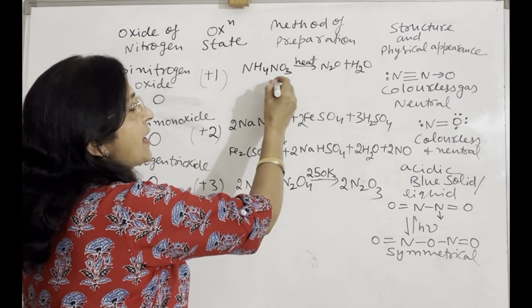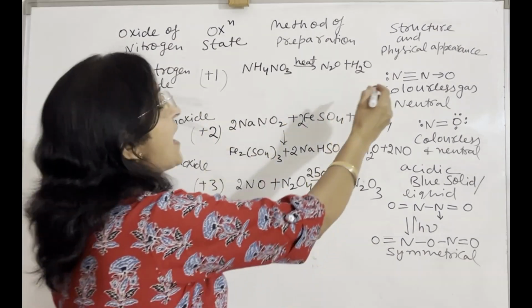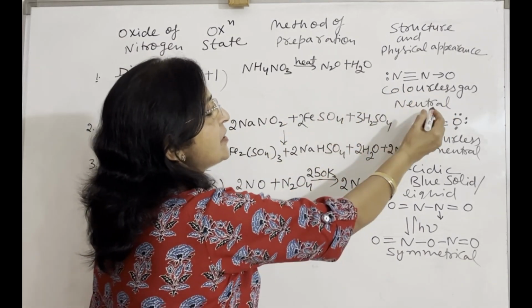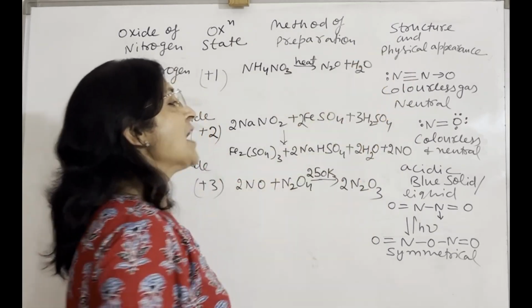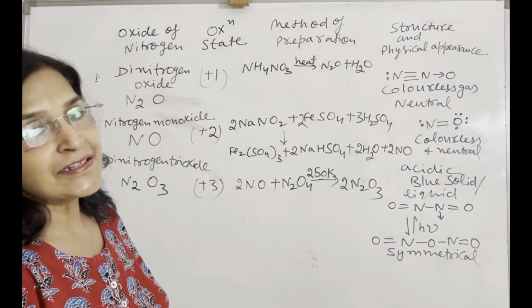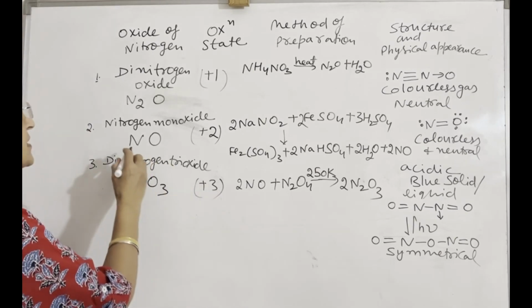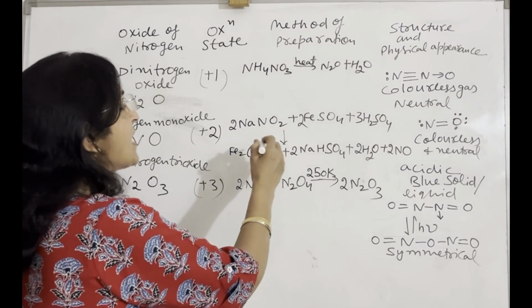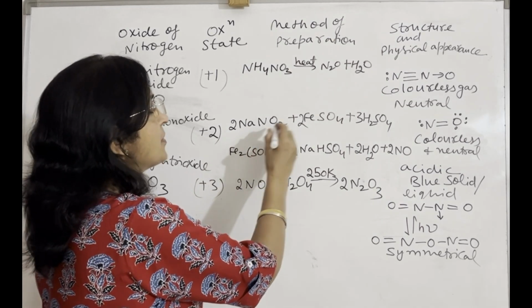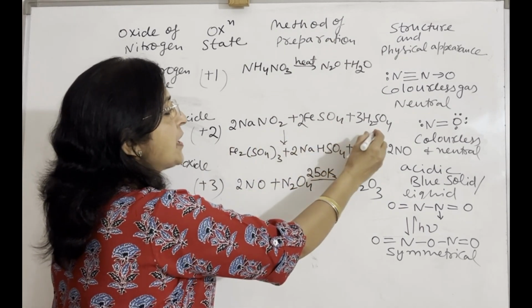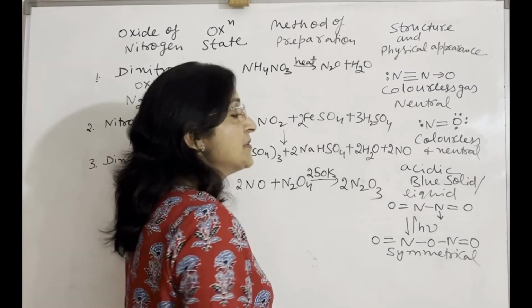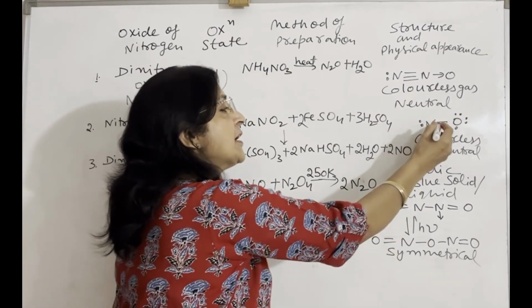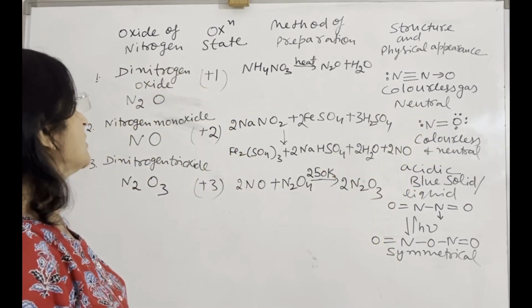This is prepared by heating ammonium nitrate, and dinitrogen oxide is a colorless gas and neutral, and this is the structure of dinitrogen oxide. This is also called laughing gas. Second oxide, nitrogen monoxide, oxidation state +2. This can be prepared by the reaction of sodium nitrite with ferrous sulfate in the presence of sulfuric acid. This is a colorless gas and neutral in behavior, and this is the structure of nitrogen monoxide.